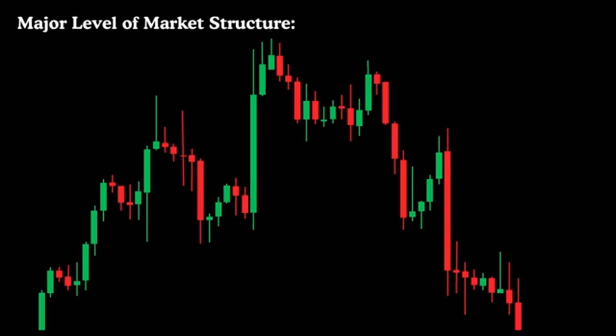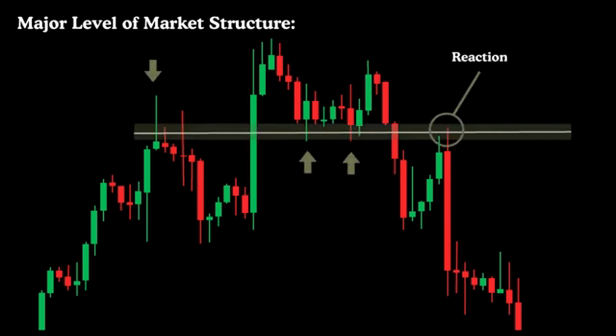Major levels of market structure. A major level of structure is a zone where three key conditions are fulfilled. It has faced multiple rejections, has functioned as both support and resistance, and has been recently respected by price action. When these factors align, we classify the area as a major structural level with a strong potential to trigger significant market reactions. The more criteria a level meets, the higher the probability of another rejection upon retest. By identifying and marking these key levels on higher time frames, we gain clarity on how much room price has before approaching the next significant level.